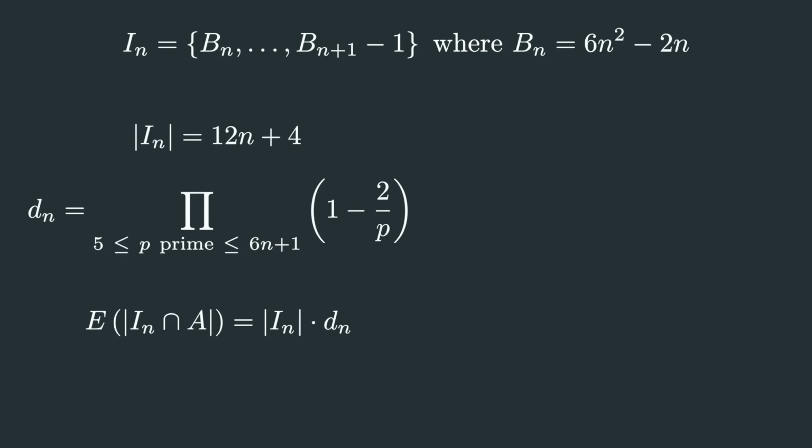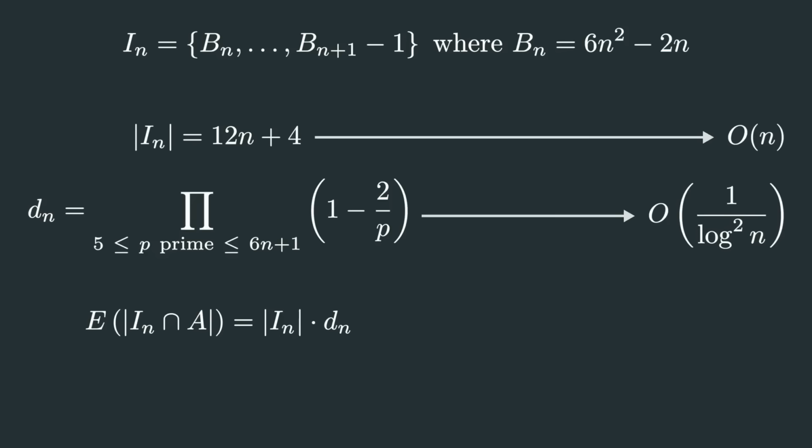And we also obtain asymptotics. The size of I sub n is obviously order n. For the density d sub n, we're in luck, as it is a well-known asymptotic, namely order 1 over log square of n. So we now know that as n grows large, our expectation grows like n over log square of n, which is fantastic as this growth is without bounds.